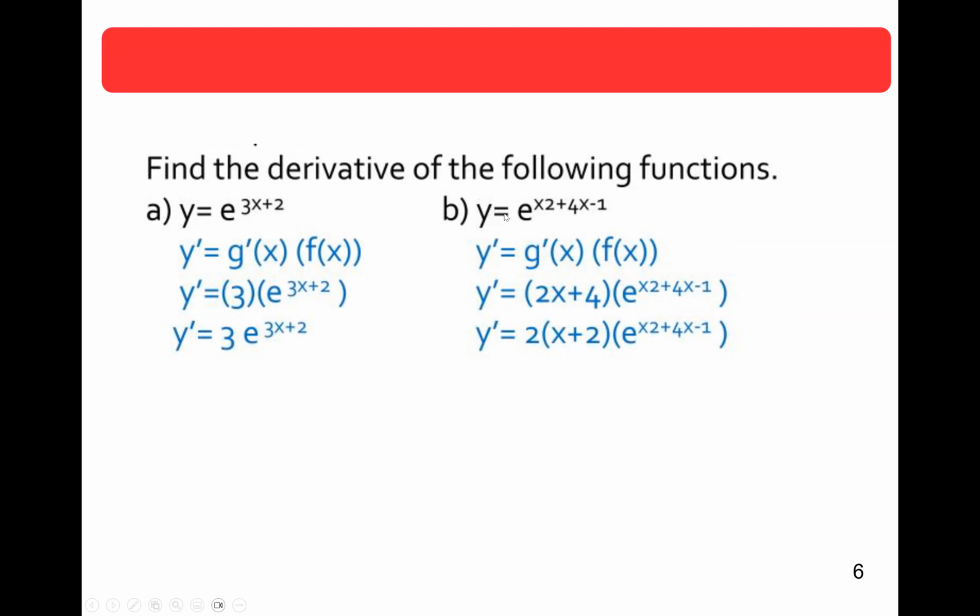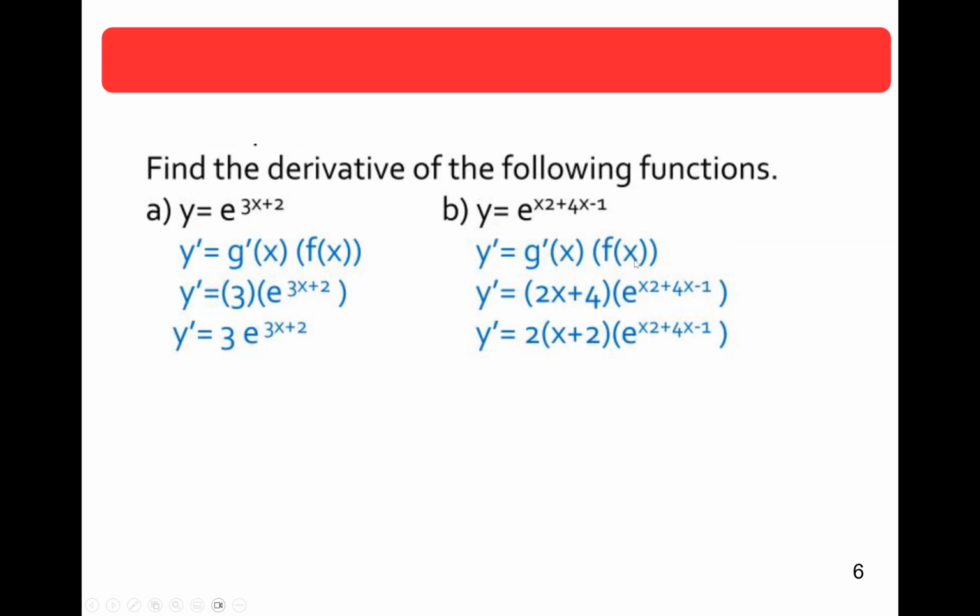The next example, we have y equal to e to the power x squared. Again, this is supposed to be x squared plus 4x minus 1. So we use the chain rule. We are going to find the derivative of x squared plus 4x minus 1, which will give us 2x plus 4.